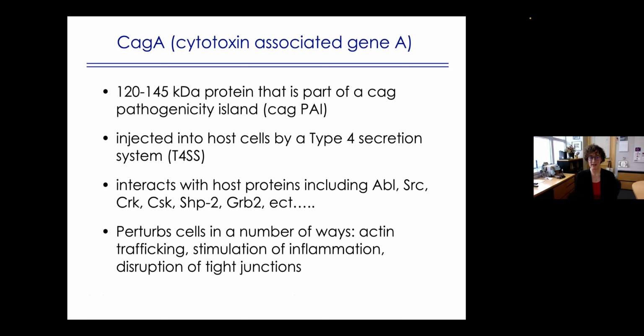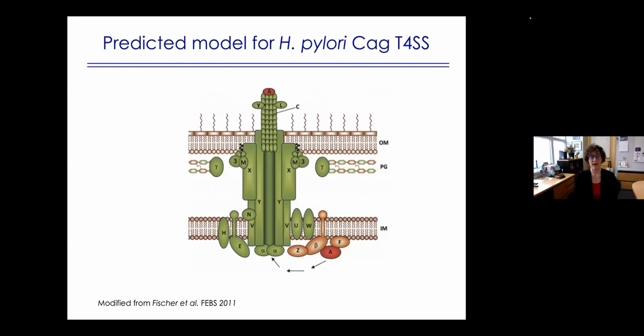And this CagA is a protein that then starts to interact with all sorts of signaling hubs within the cell, and then perturbs a number of pathways, such as the actin trafficking. It also stimulates inflammation and disrupts tight junctions. And so this is a protein that is required for the pathogenesis of H. pylori. And very interestingly, this type 4 secretion system in H. pylori seems to secrete only one protein, CagA. And there was a model, or at least a cartoon, for how this complex might be assembled.